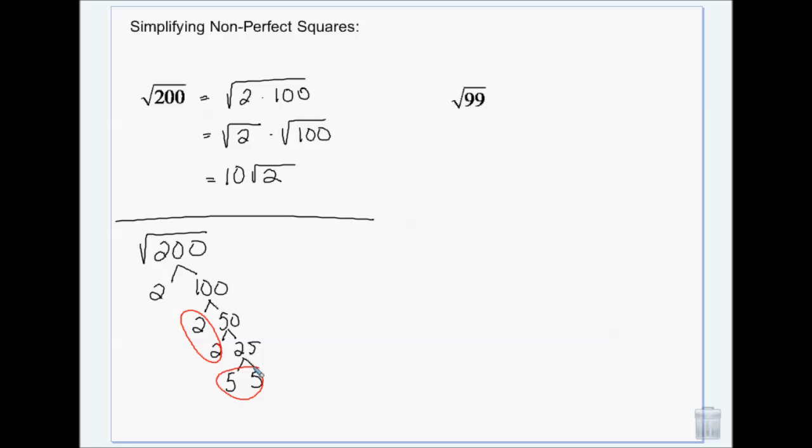And so what we do is we take one of each of these pairs out. And whatever poor little numbers didn't have matches, those get left behind. They're like remainders. And so what I have is 10 times the square root of 2.